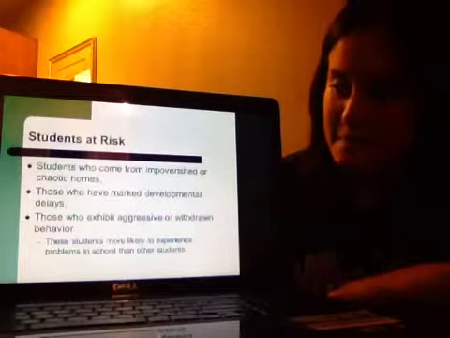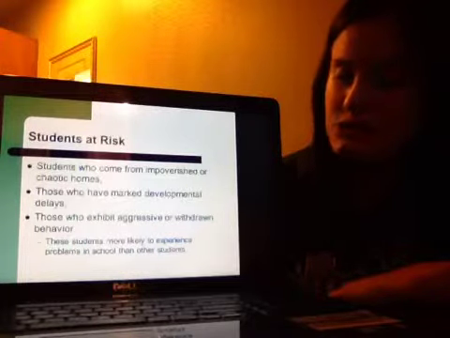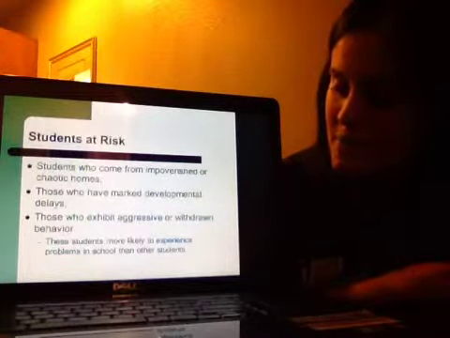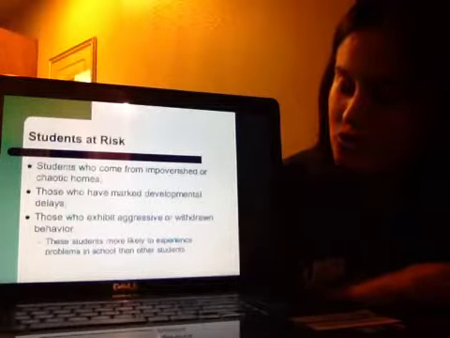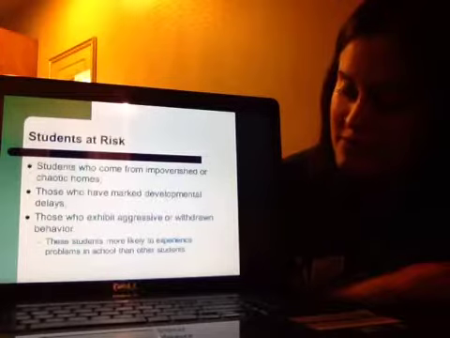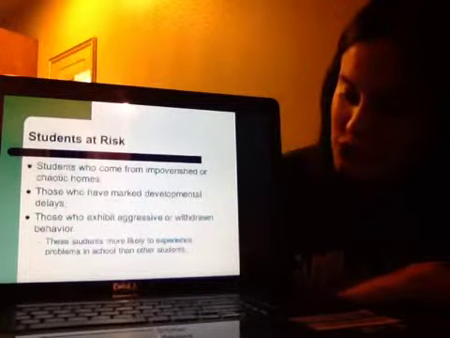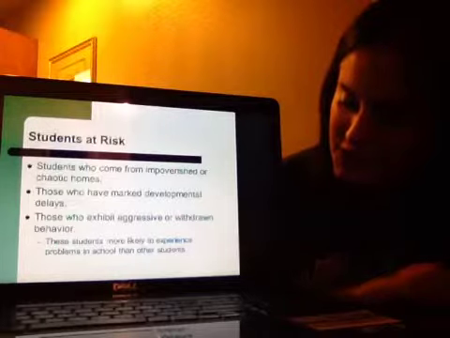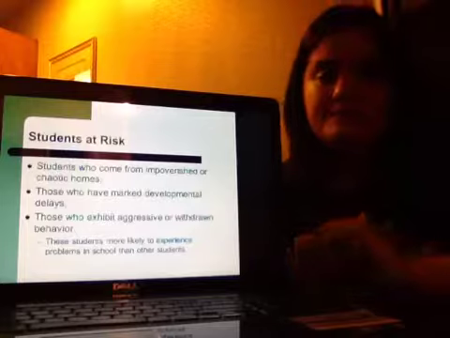Students at risk. These may be students that come from impoverished or chaotic homes, those who have marked developmental delays, and those who exhibit aggressive or withdrawn behavior. These students are more likely to experience problems in school than other students.